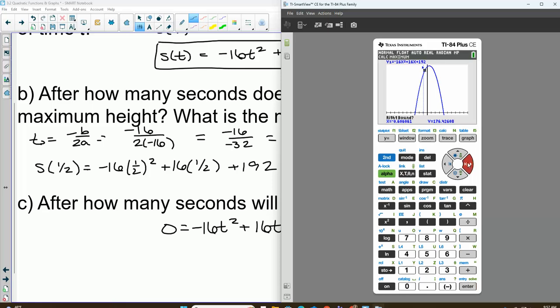That's saying start looking here. Right bound says stop looking here. So you just have to go to the right of your point and hit enter. And then it asks you for a guess. You really don't even need that. Just hit enter one more time. And what does it tell me? 0.4999999. So that's giving me 0.5 and the 196. Is that what we got for our vertex? So your calculator can find that for you. I believe it can.